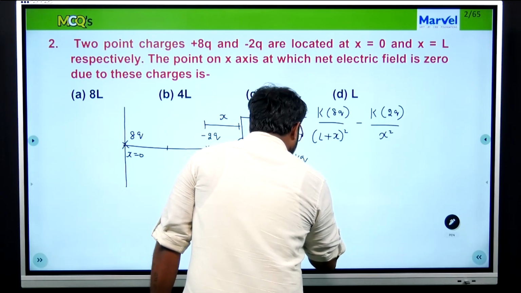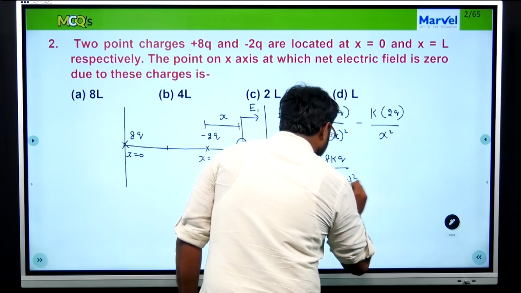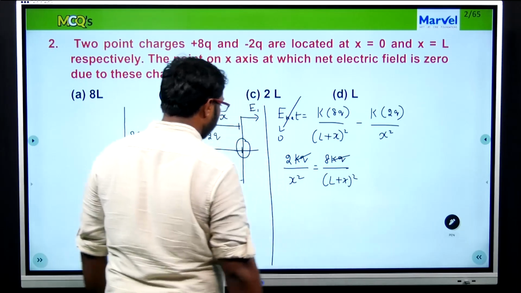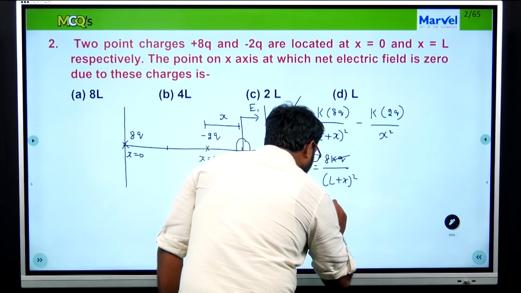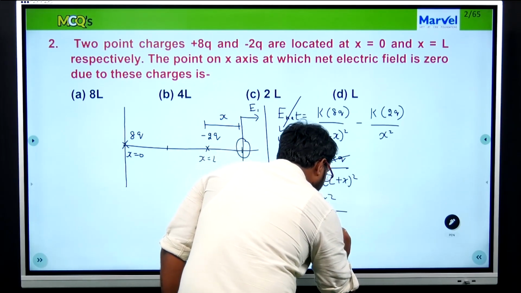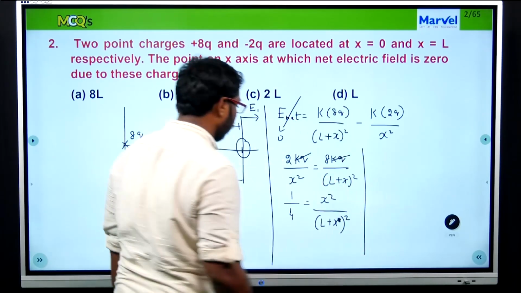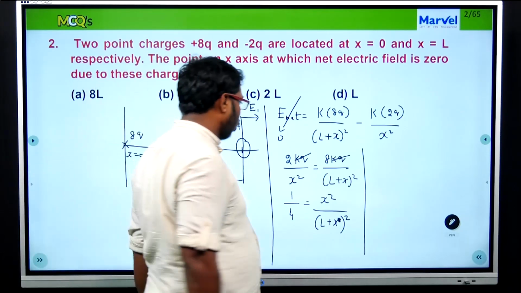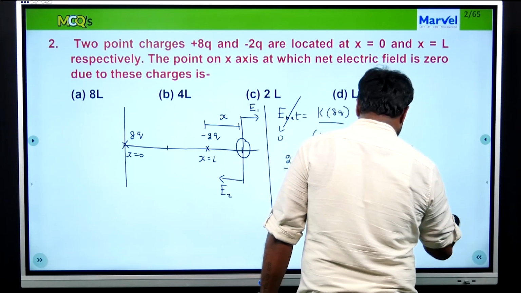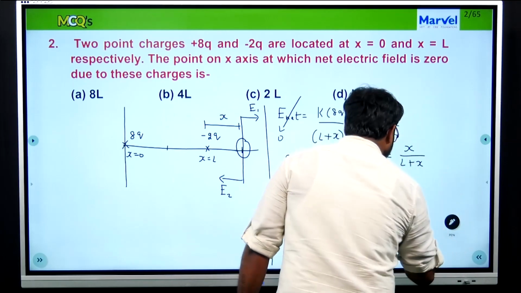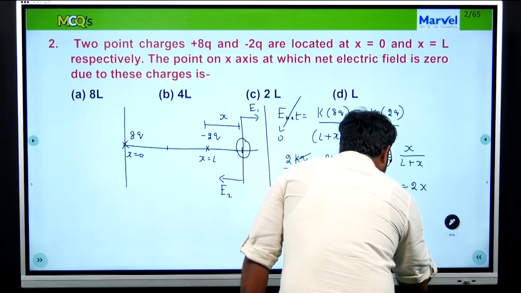2kq by x squared is equal to 8kq by L plus x the whole squared. kq and kq will cancel, and I will bring this to the denominator. It becomes 1 by 4, which is equal to x squared by L plus x the whole squared. Yes. Now I am going to take the root on both sides. It becomes 1 by 2 is equal to x by L plus x. Just cross multiply this. L plus x is equal to 2x, and x is equal to L.